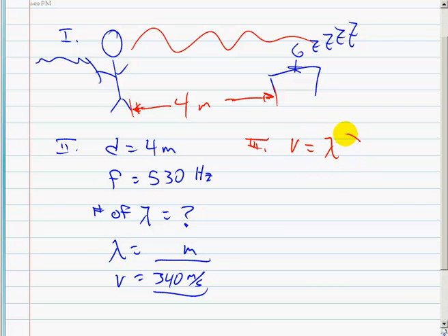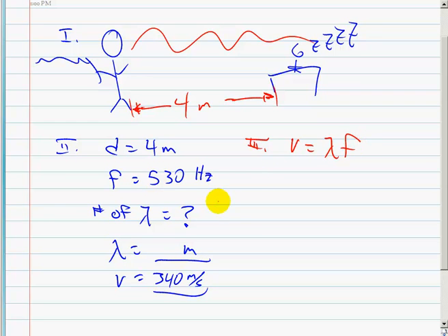Yep, v equals lambda f, okay? Velocity is equal to wavelength times frequency. It's the Greek letter lambda. We're trying to get used to new symbols, so that's probably part of the vocab learning curve right there. Instead of speaking Spanish, French, German, or Japanese, we're speaking some physics here, okay?